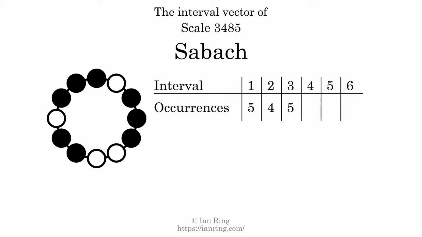There are 5 intervals with the size of 3 semitones. They are here, here, here, here, and here. There are 7 intervals with the size of 4 semitones. They are here, here, here, here, here, here, and here. There are 5 intervals with the size of 5 semitones. They are here, here, here, here, and here.